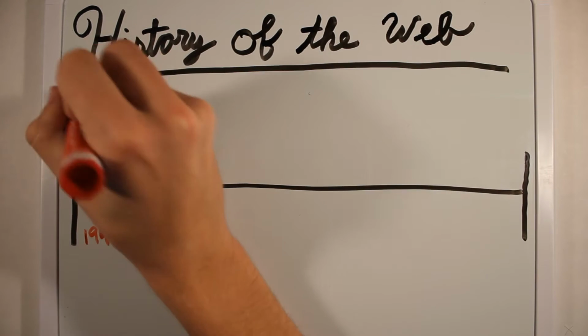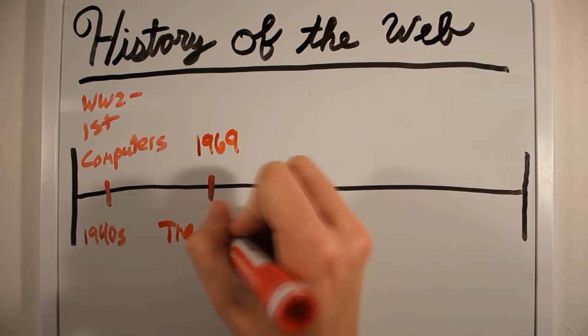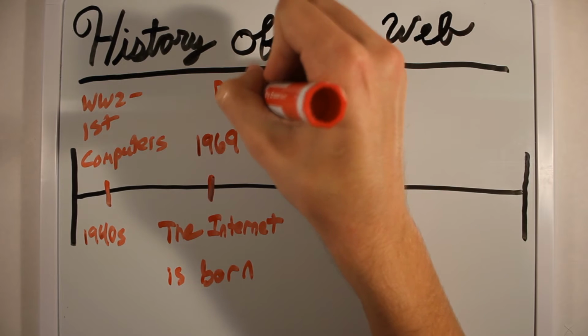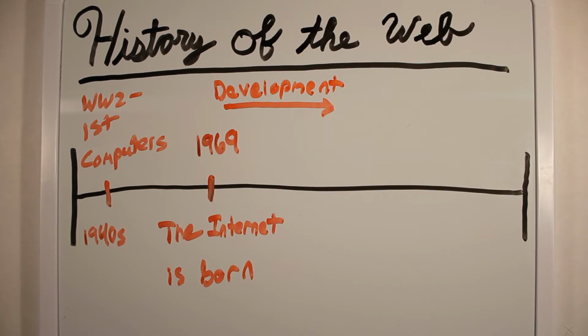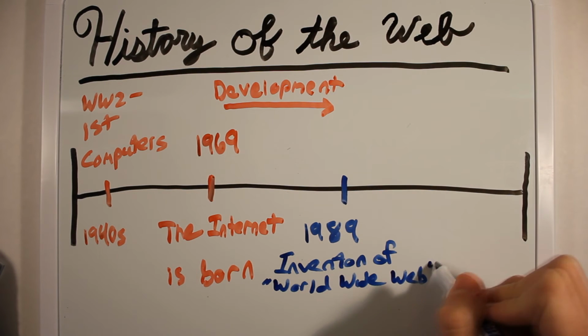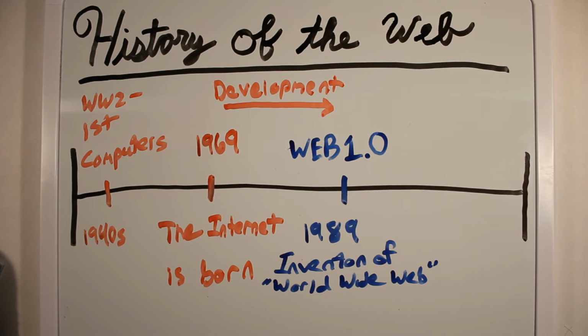In the late 1940s, computers were just coming into existence. And by 1969, we had come up with the internet. Over the next 20 years, the internet saw major developments happen. Then, in 1989, Tim Berners-Lee invented the World Wide Web. And so, Web 1.0 was born. When people talk about Web 1.0, they're usually talking about the very early stages of the web, which was characterized by static web pages that had very little interaction and very little dynamic content.